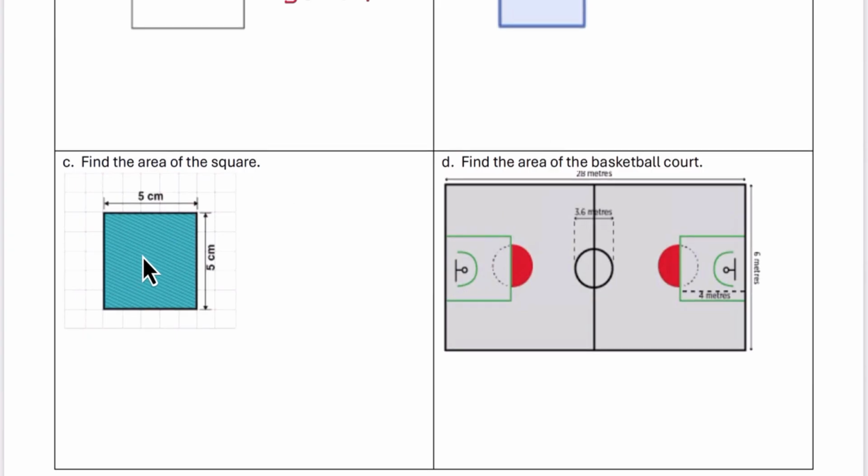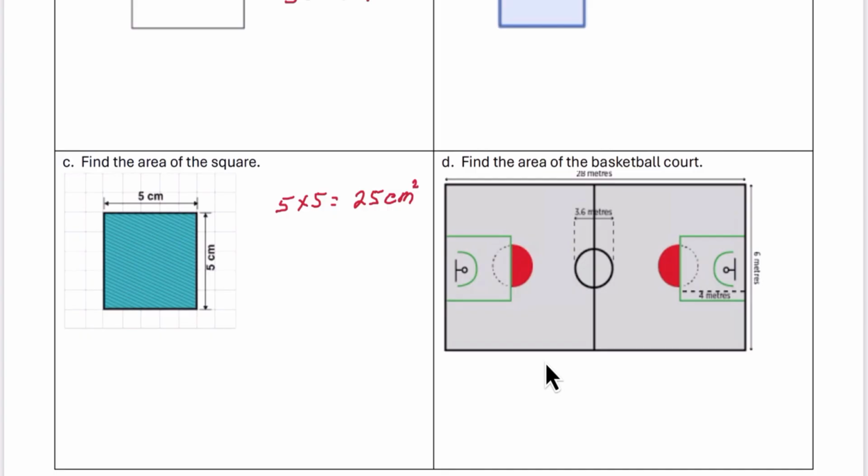In example C, we have a square. Notice it's the same length on each side. That's what makes it a square. The area is still length times width. So we have 5 times 5, which is 25. And again, in this case, the units are still centimeters squared or square centimeters.